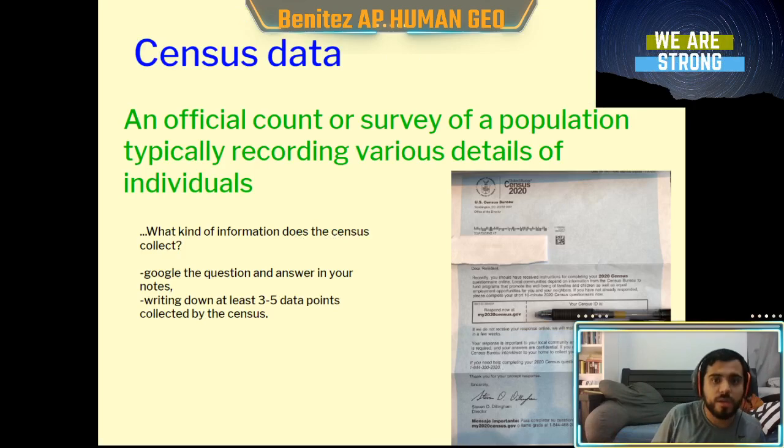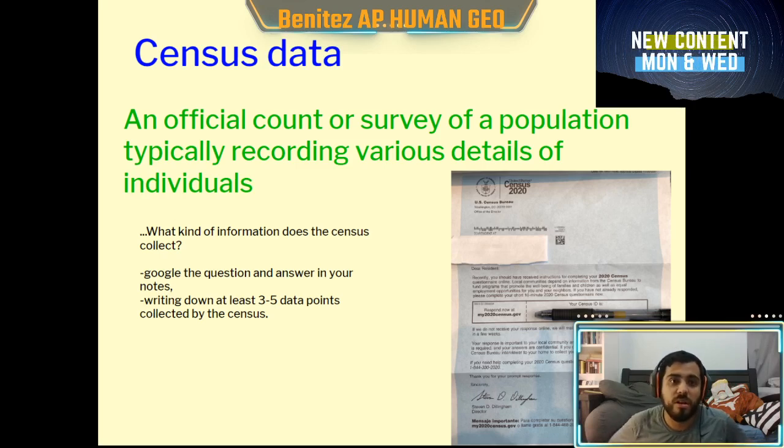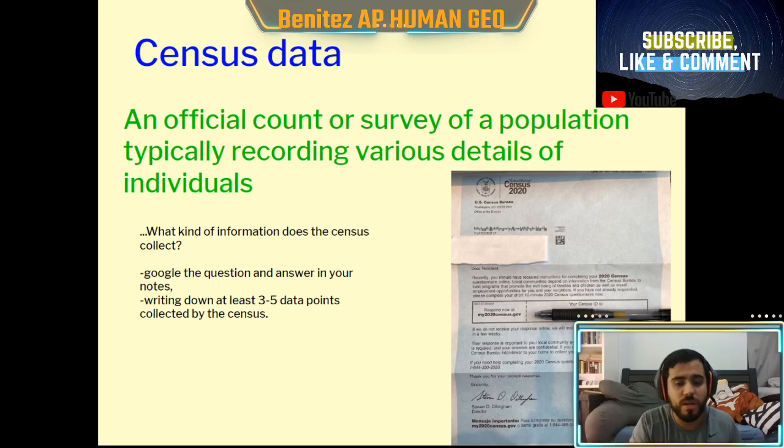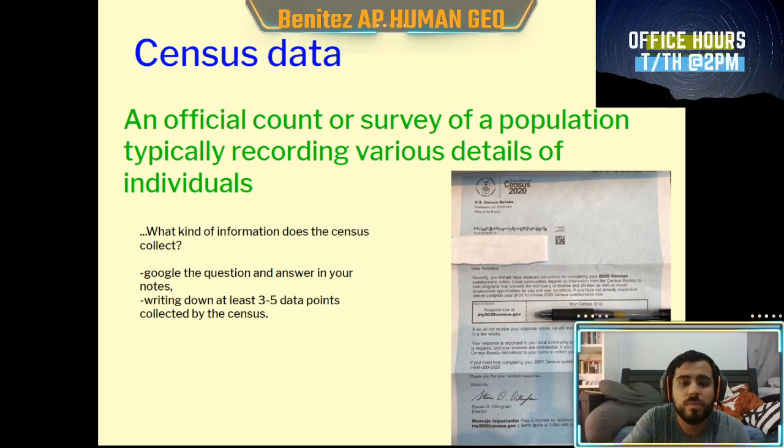Finally, another way that geographers receive information or data from the earth is using something called the census data. And the census data is just a way that the government collects information on its people. If the government is trying to figure out how many people live in one area or how many people live in the other area, they send these types of surveys that people fill out.